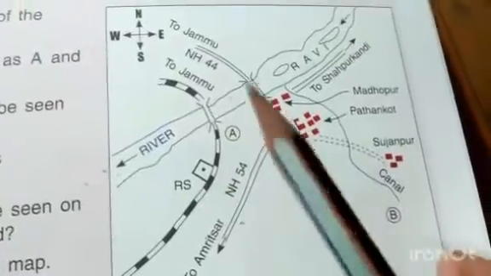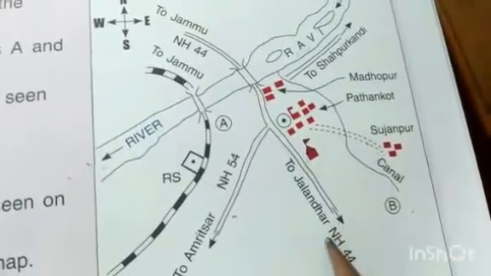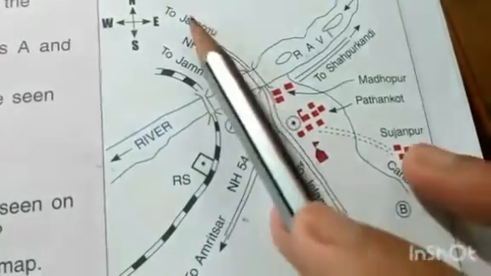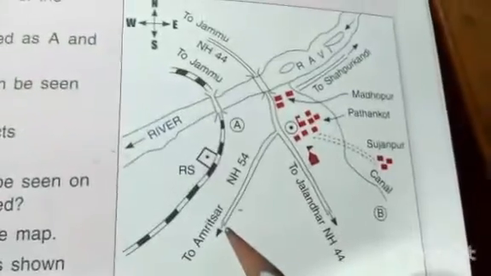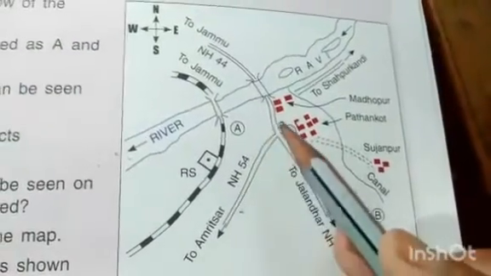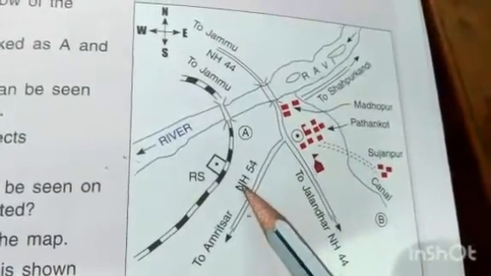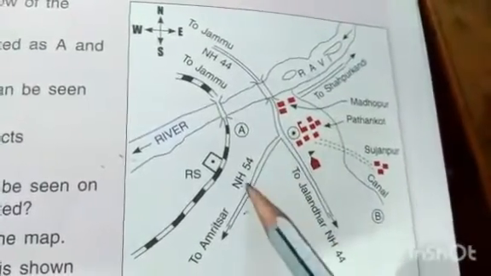Name the cities. Jammu to Jalandhar. These cities are connected by NH44. Jalandhar, Jammu. Okay. Now question number 10. Name the national highway which connects Amritsar and Pathankot. Which national highway? NH, National Highway 54. Pathankot to Amritsar. NH 54.